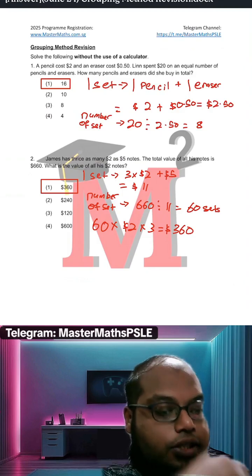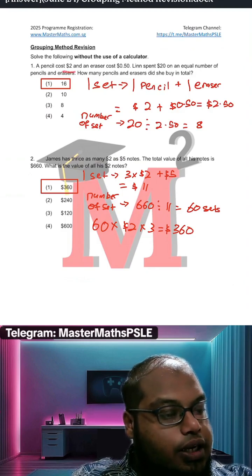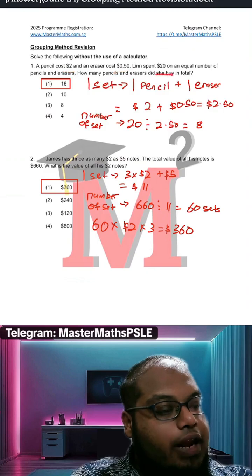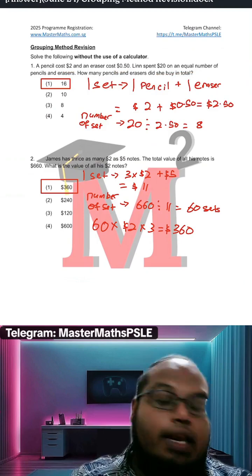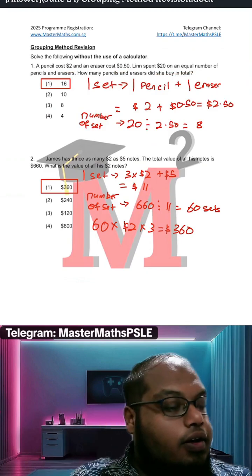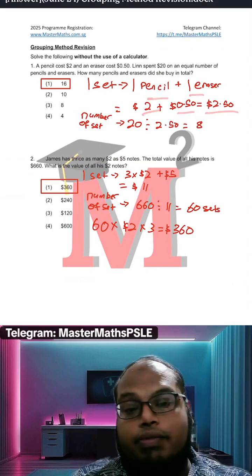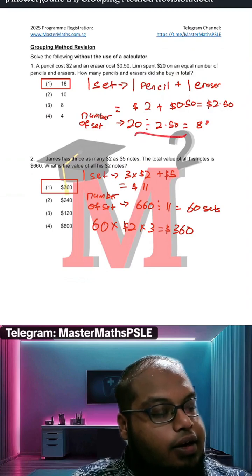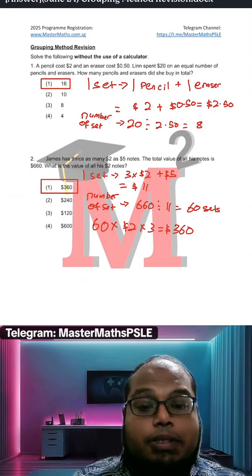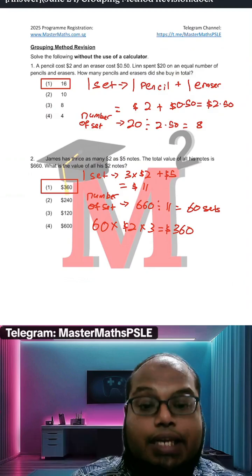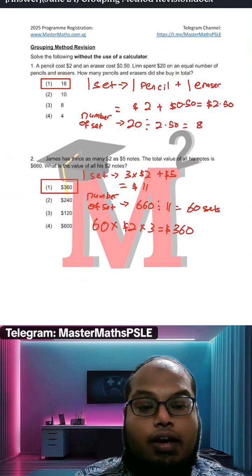Okay, and last question for today. A pencil costs $2 and eraser costs 50 cents. She spent equal number. Again, equal means 1 and 1. That's your smallest set. So 1 pencil, 1 eraser, $2 plus 50 cents, $2.50. Then when you divide, you'll get 8 sets. 8 sets, but they're asking for total. That means there are 8 pencils, 8 erasers. So you plus together, that's why the answer is 16 and not 8.